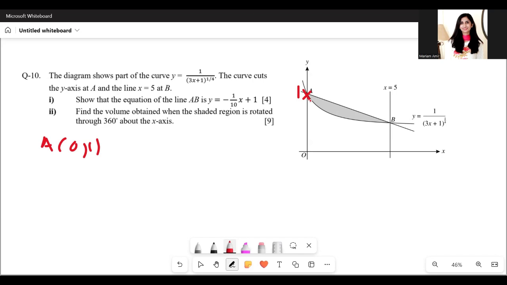And similarly at B, we know that x is 5. Let's substitute 5 here in place of x and get the value of y. So the denominator would be 3 times 5 plus 1, and its power is 1/4, which is the fourth root, which gives 2. So y is coming out to be 1/2. So this y at B is half.